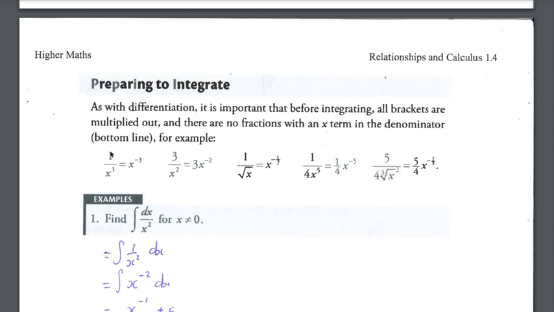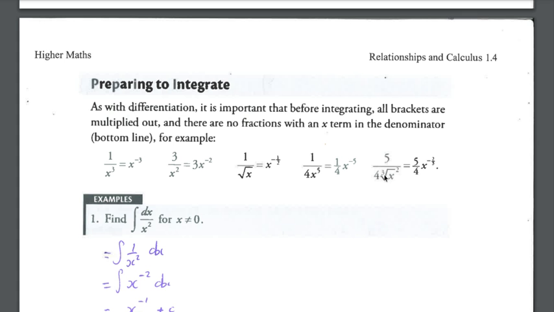So we do need to be secure in changing from positive indices to negative indices so we can integrate. So for example, 3 over x squared is 3x to the power negative 2. 1 over root x, 1 over x to the half, is x to the power negative 1/2. 1 over 4x to the 5, so it's only the x to the power 5 that comes up, is 1/4 x to the negative 5.